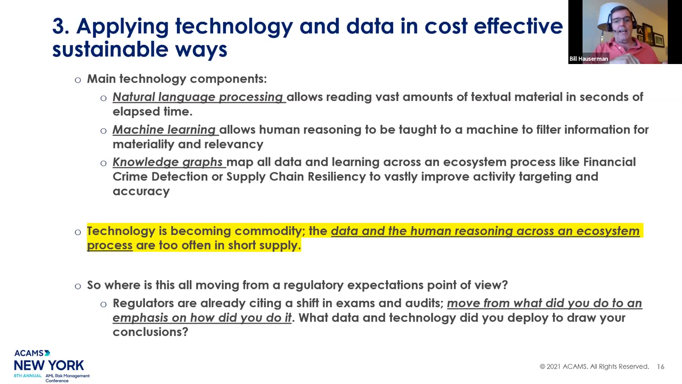So I would emphasize to the scholastic, I would emphasize to the practitioners, the technology is becoming commodity. What's not commodity right now is the data and human reasoning that's going into teaching the knowledge graphs through machine learning and natural language processing. That is, to me, the biggest shortfall now. And I'm hoping I'm wrong in 5-7 years, as more of what CASE is working on in terms of their programs comes to fruition.